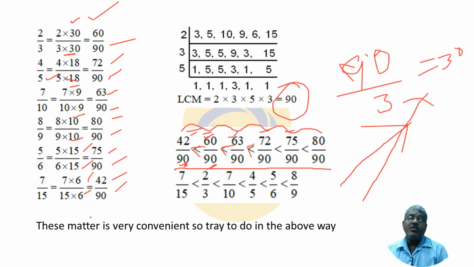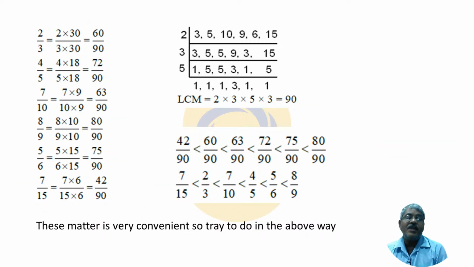So here 42 by 90, where is 42 by 90? In last, it is 7 by 15. So first I write that here. Then comes what? 60 by 90. Where is 60 by 90? In the top. So then comes 2 by 3. 63 by 90, where is it? Here is 63 by 90. Base is 7 by 10.